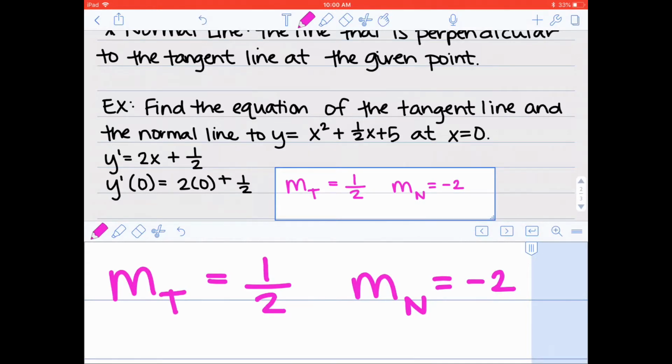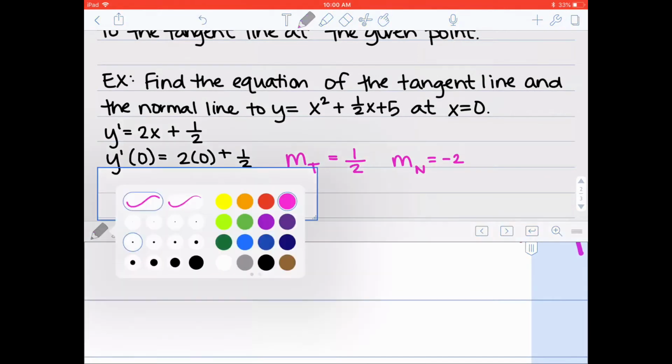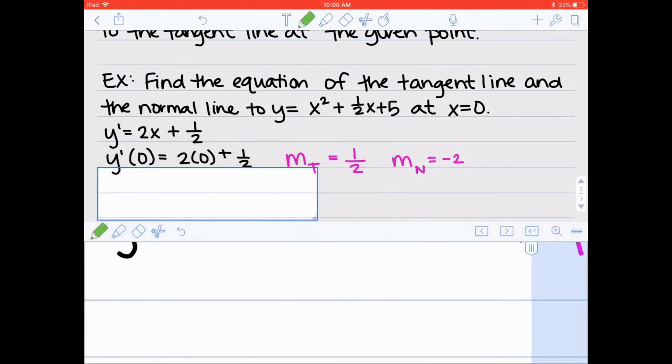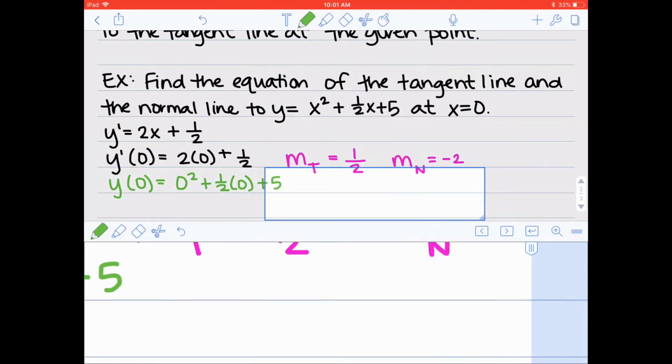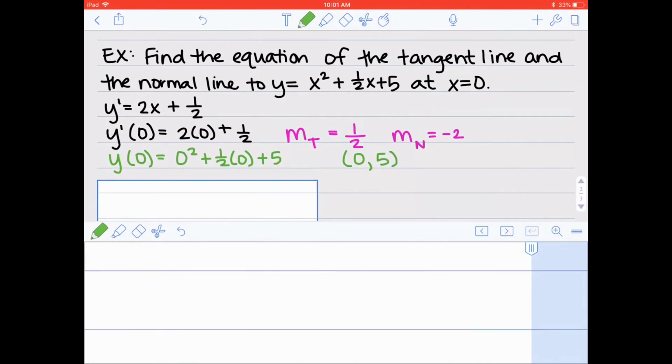That means that what we have to do next is go ahead and find the actual point that we're going through. So I'm going to take my original equation and plug 0 into it to see what the actual y-coordinate was of that point. I know the x-coordinate is 0, but I want to know the y-coordinate. So I've got 0 squared plus 1/2 times 0 plus 5. So that means that the point that I'm using to write this line is the point (0, 5). All right, so now I can go ahead and write my two lines.